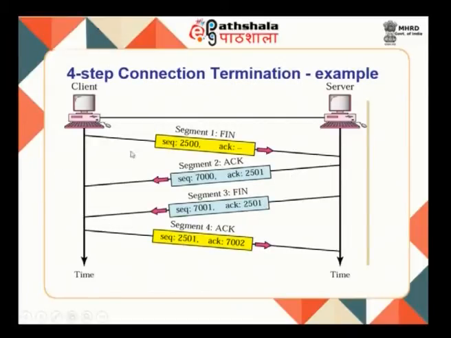What is it that we are seeing here? The client is sending a FIN segment with a sequence number of 2500. In response to that, the server sends back an ACK with 2501, and the sequence number is 7000, the data that it is sending. Then the server decides to close the connection. It sends the next segment with the sequence number of 7001, and it sends a FIN packet. In response to that, the client will send back an ACK with the sequence number 2501 and acknowledgement 7002. So, this is how the 4-step connection termination will take place.